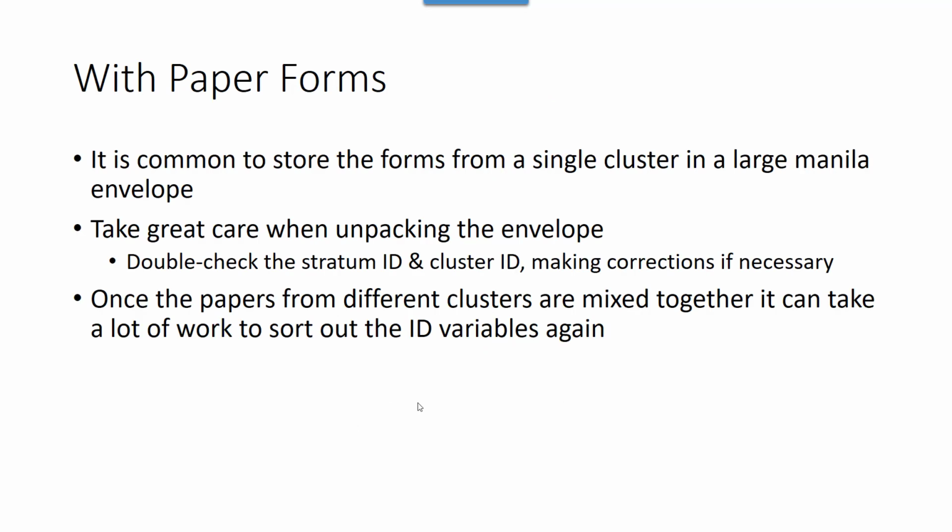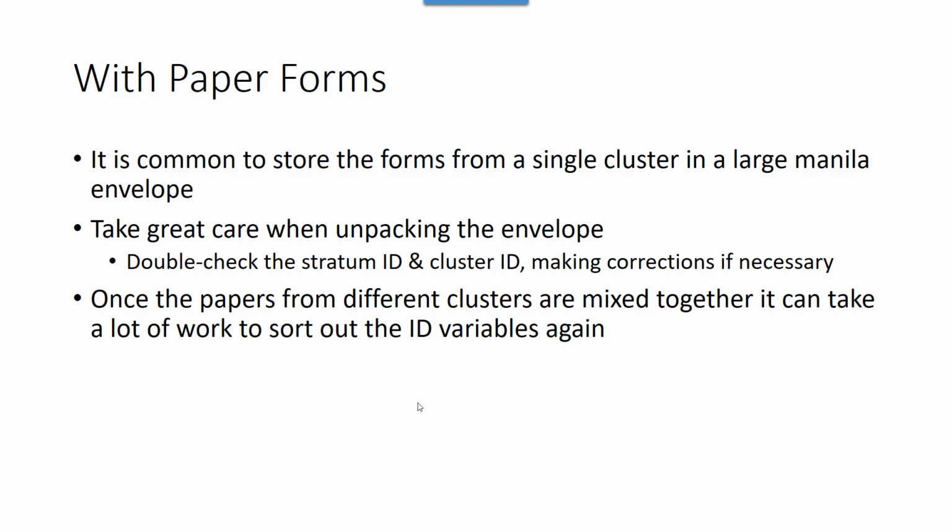I want to spend a minute to talk about paper forms, because there's a key moment when you have the power to do a tremendous amount of good with very little work. It's common for the teams to collect the data on the paper forms and to put them in an envelope that represents responses from this particular cluster. And then that envelope or that folder is sent back to headquarters, where the data managers will at some point unpack the envelope and lay out the forms and mix them with those from other clusters. At that moment, when you unpack the envelope, it's worthwhile to take a few extra minutes and make sure that every form that comes out of the envelope is clearly marked with the correct stratum ID and cluster ID, because you can easily make corrections at this point.